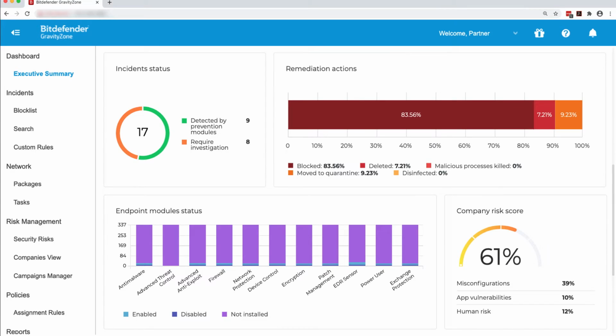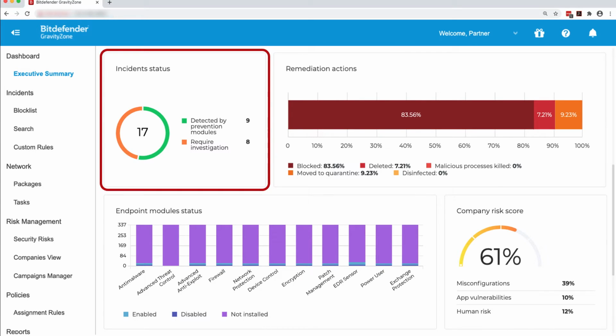Progressing further down the dashboard, here we see the overall status of security incidents that took place during the reporting period, including how many events were detected by Bitdefender's various prevention modules. We do have over 30 layers of protection in our endpoint security products, and how many incidents require further investigation by security professionals, as reported by our EDR capabilities.